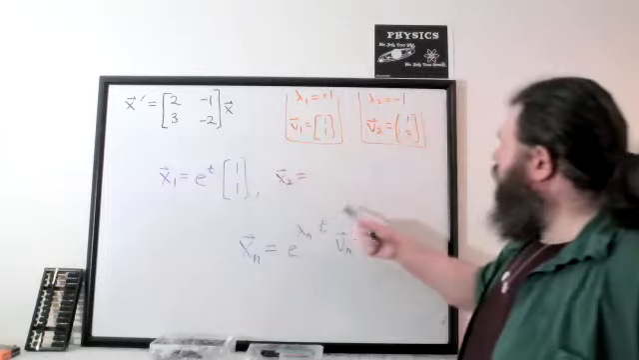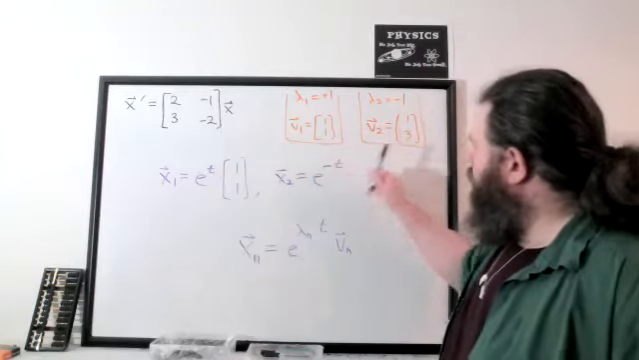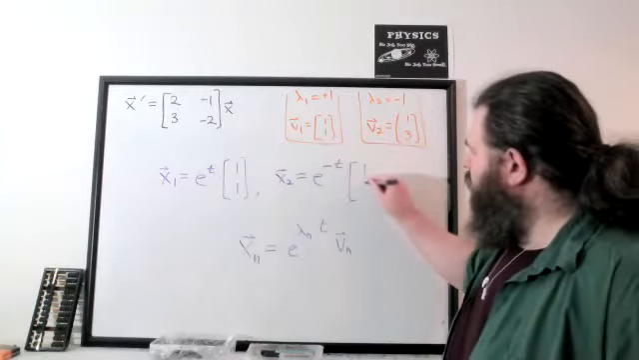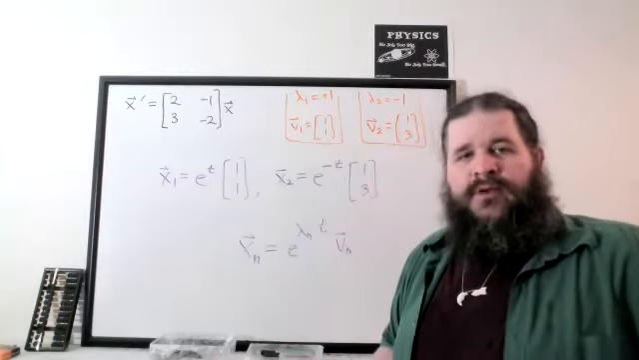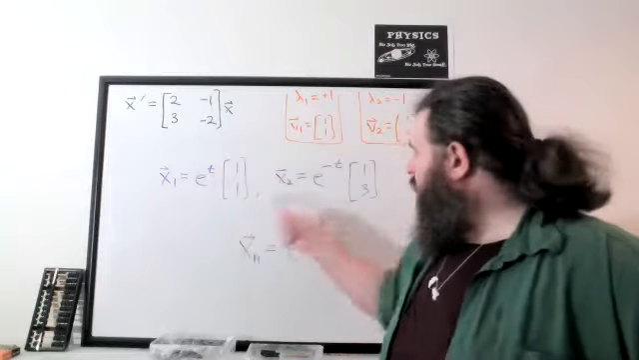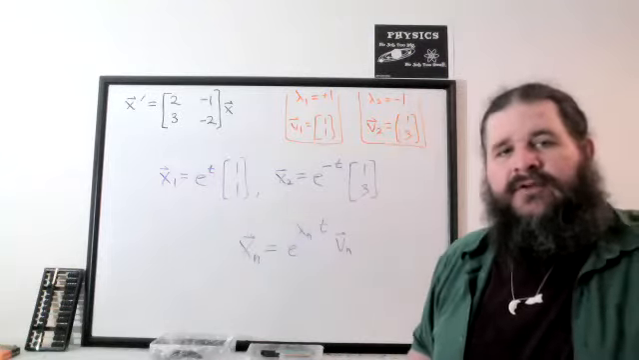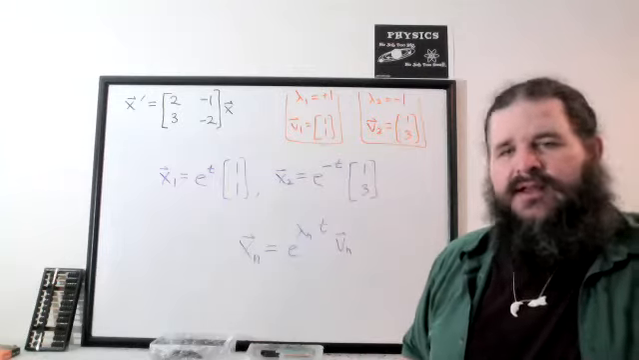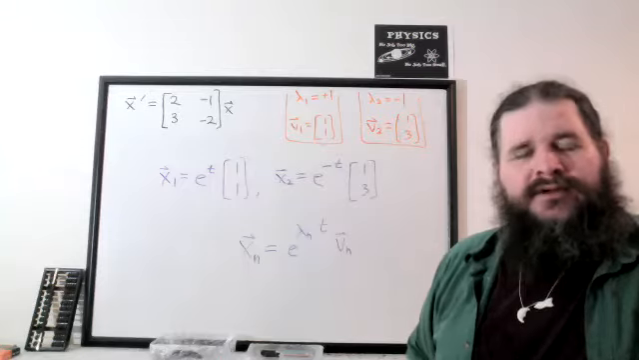And then for x2, we've got e to the -1t times this eigenvector 1, 3. So those two, x1 and x2, this solution and this solution, they're both solutions, and together they would form a fundamental set of solutions in the sense that they're linearly independent. Any questions on that so far?